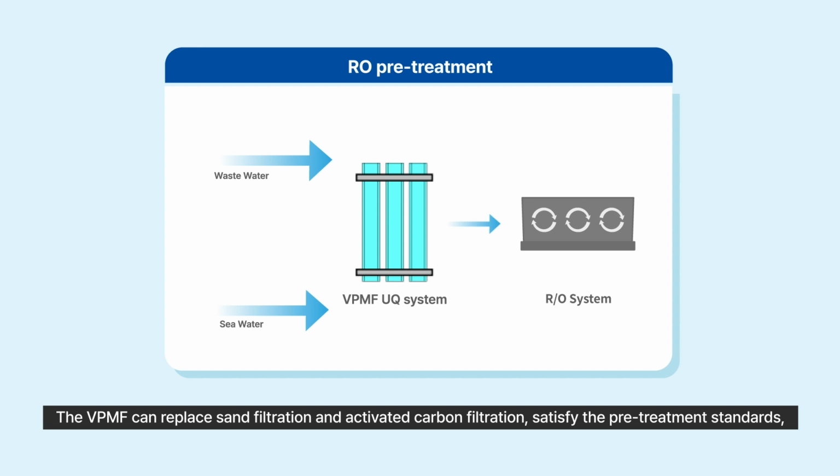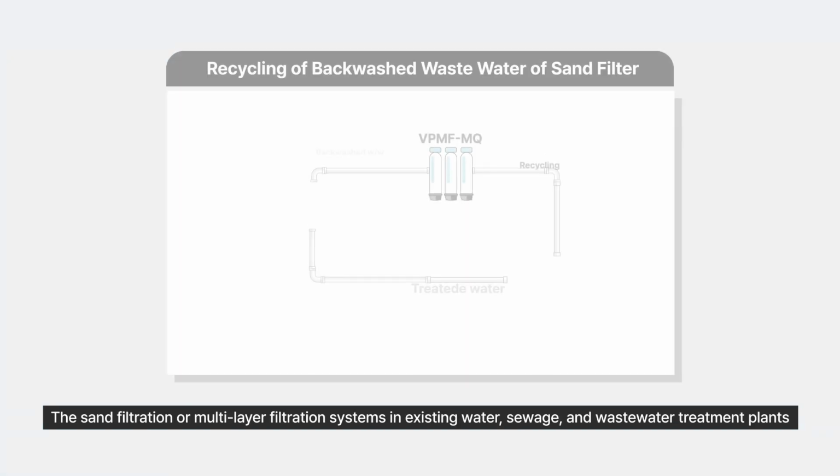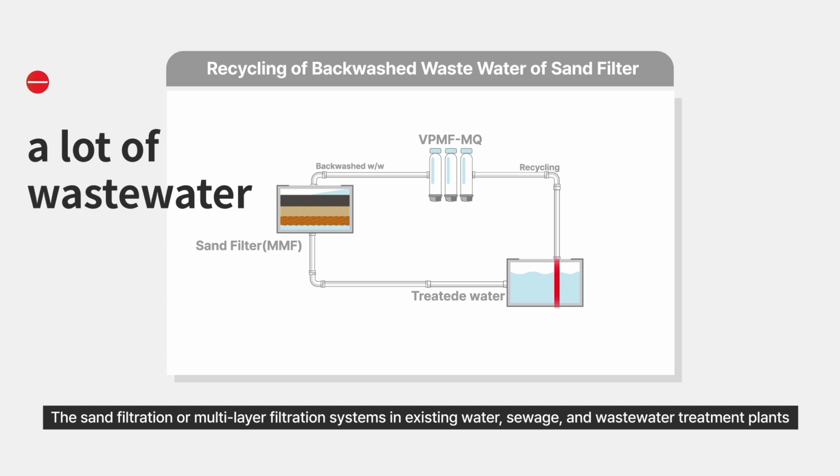The Vpmf can replace sand filtration and activated carbon filtration, satisfy the pre-treatment standards, and optimize the performance of RO used in wastewater recycling and seawater desalination. The sand filtration or multi-layer filtration systems in existing water, sewage, and wastewater treatment plants generate a lot of wastewater from backwashing. The conventional treatments for backwash wastewater are returning the wastewater to the wastewater treatment plant, coagulation, and concentration.